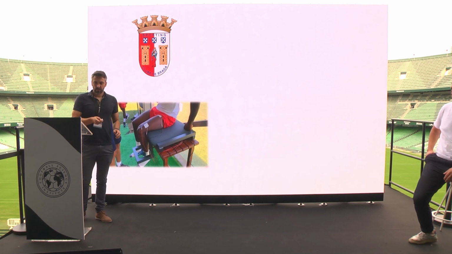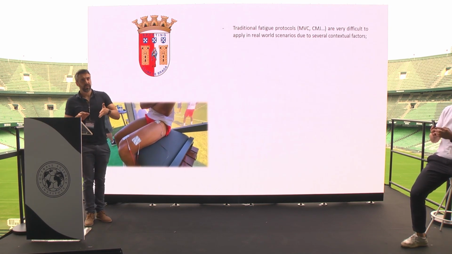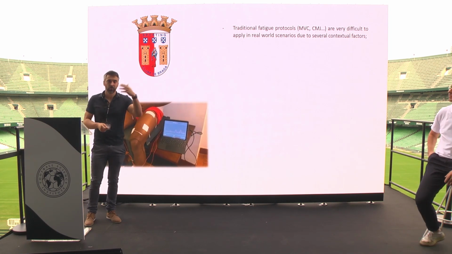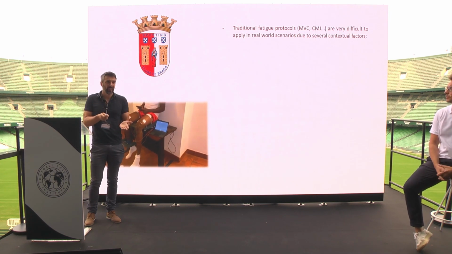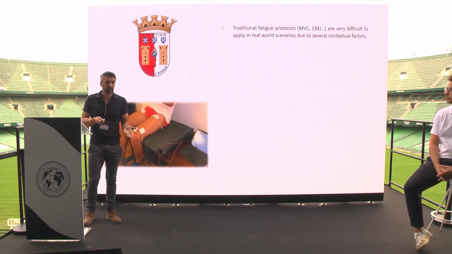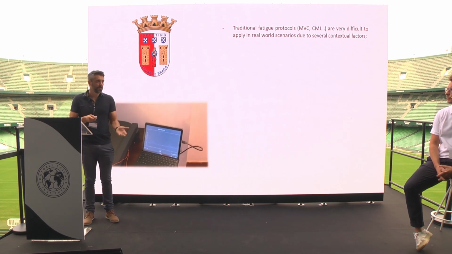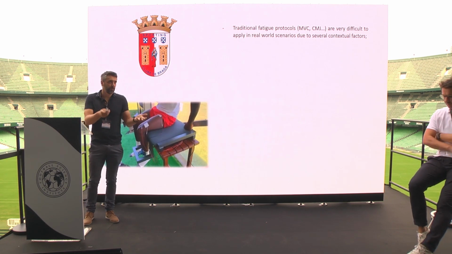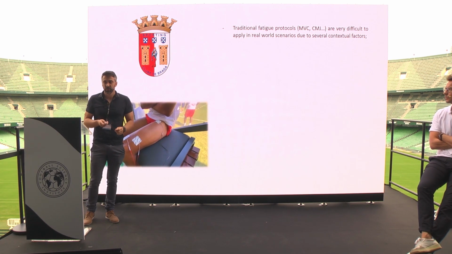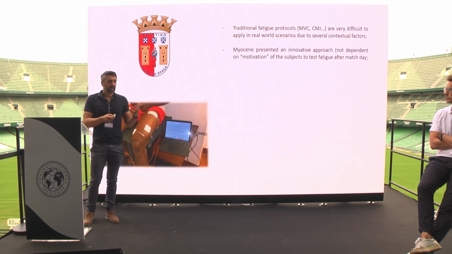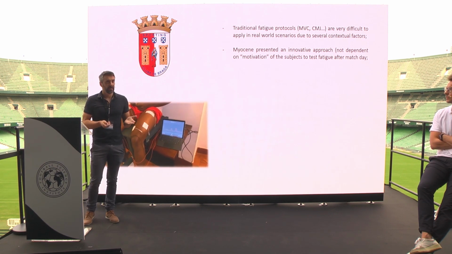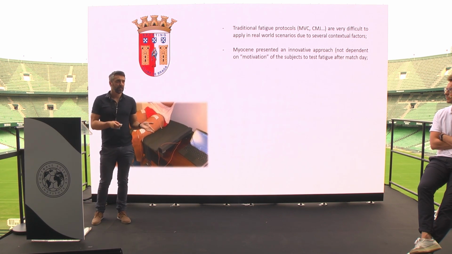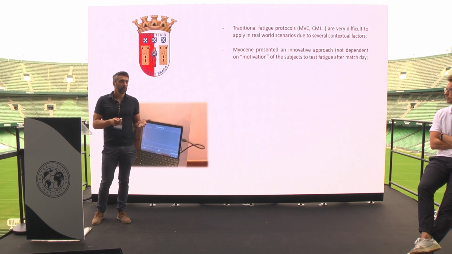So, our first concern was this. We know that the traditional tests are very difficult to apply in practice. We have the counter-movement jump or maximum voluntary contractions, where normally player buy-in is not so high. They can be a bit invasive, especially when we want to test after the match, because sometimes the final result of the match also influences the motivation of the athletes. So what we liked in Myocene was exactly that, as Raphael already said: we are not dependent on the motivation of the subject to test fatigue. And that was something new for us, and we wanted to test it.